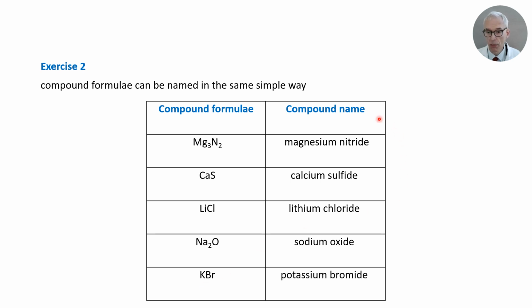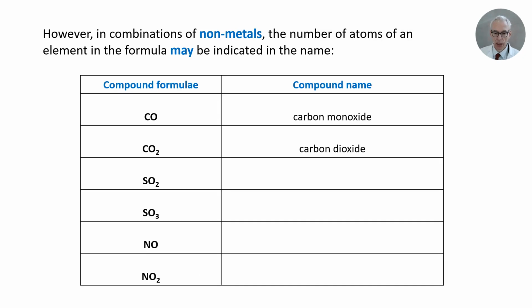Please note, the compound name does not include information about the numbers of sodium atoms, for instance, or the numbers of magnesium relative to the numbers of nitrogen. The compound name does not have as much information, obviously, as the compound formula. However, in combinations of non-metals, the number of atoms of an element in the formula may be indicated in the name. There are some very common examples of this which you will be aware of.